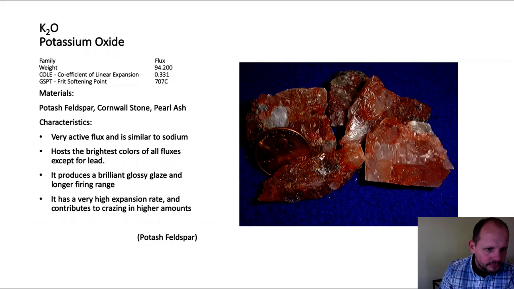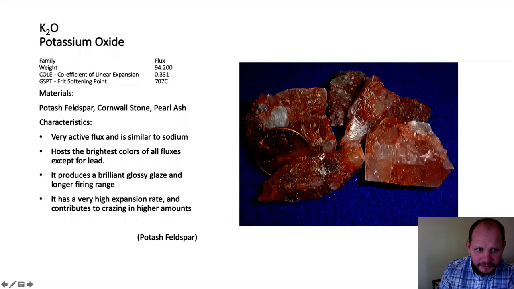Okay, the first one is potassium oxide. You can see right here, K2O, all right? This material is very similar to sodium. And in fact, you will find these very interchangeable. And typically, you'll find this in what's referred to as a potash feldspar. So whenever it's a feldspar that's potassium-based, we're going to refer to that as a potassium feldspar. You can find those materials in our studio.